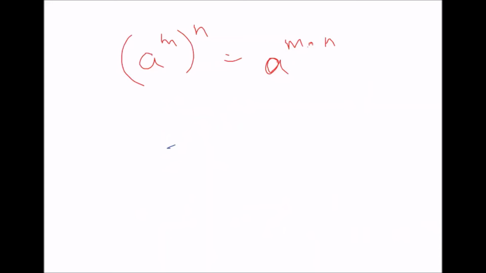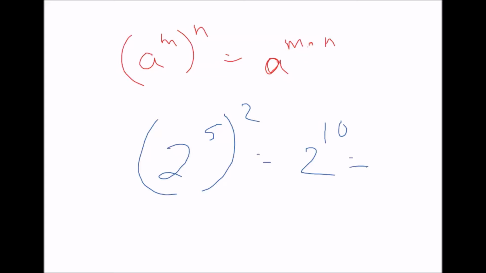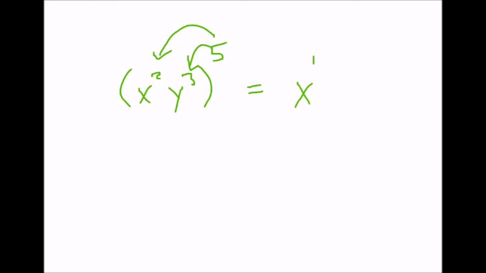One more example of this would be 2 to the 5th power squared, and all that means is 2 to the 10th power, which is equal to 1024. This rule also applies if you have two different things inside of parentheses. So let's say you have x squared times y to the 3rd power, and that's taken to the 5th power. What you're going to do is multiply each of those exponents by the 5, and you'll get x to the 10th, y to the 15th.